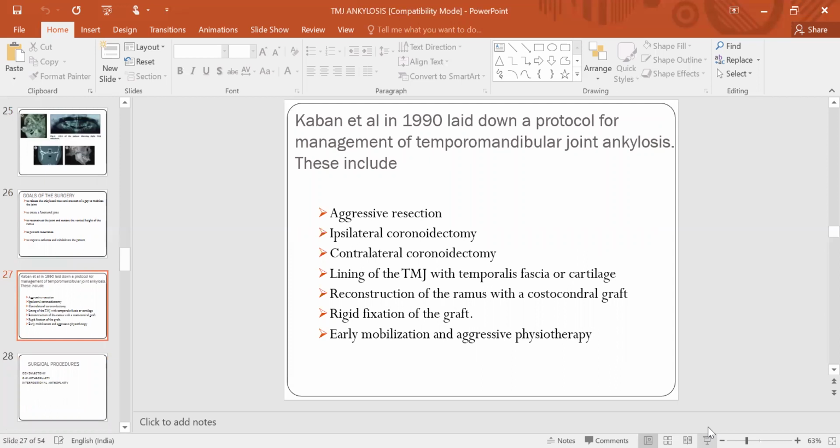So Kaban in 1980 laid down some protocols for the management of temporomandibular joint ankylosis. This is a very important and short thing which you need to write in the temporomandibular joint ankylosis essay. He has postulated aggressive resection, ipsilateral coronoidectomy, contralateral coronoidectomy, lining of the temporomandibular joint with fascia, reconstruction of the ramus with a costochondral graft, rigid fixation of the graft, and early mobilization and aggressive physiotherapy.